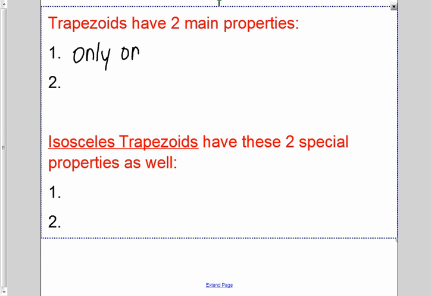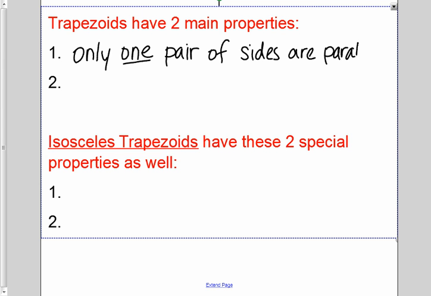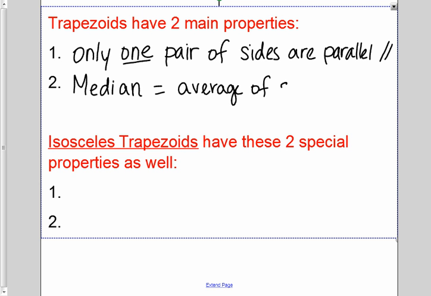Only one pair of sides are parallel. So that's the symbol for parallel, right? And what's something special about trapezoids is we can also find the median, which is equal to the average of the sides. This is a special one.